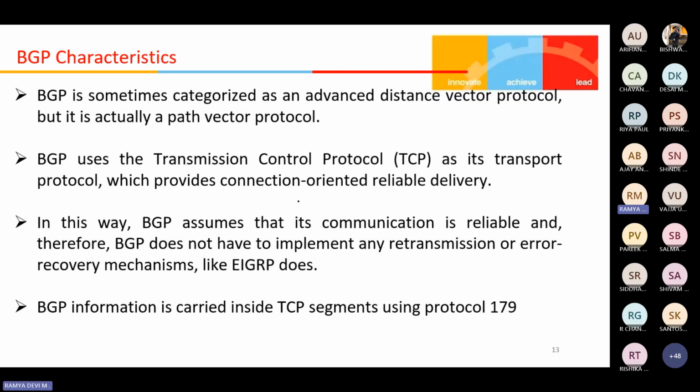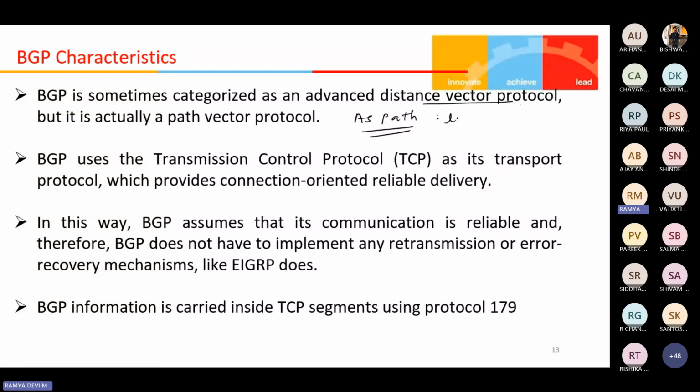the path BGP characteristics. BGP is called a path vector protocol. Advanced distance vector protocol or a path vector protocol. It is actually a path vector protocol. So instead of advertising the distance to the destination, BGP will be advertising the AS path. The full AS path, the sequence of AS numbers that the route is taking. It also includes additional attributes.